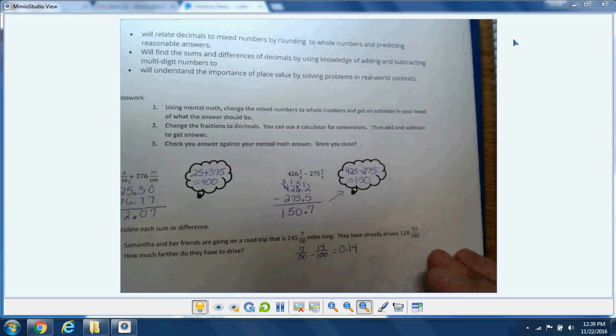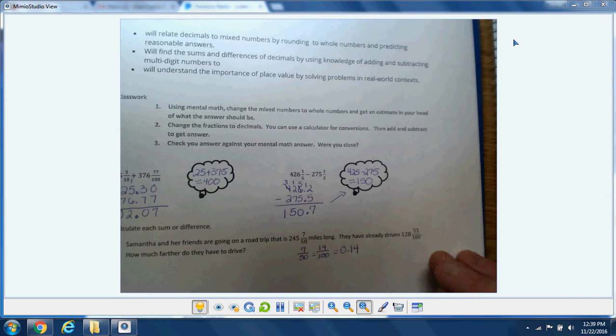Make sure you read very carefully and look for the context clues so you can figure out if you're finding the sum or the difference. Go ahead, I think you're ready. Finish the rest of the packet.